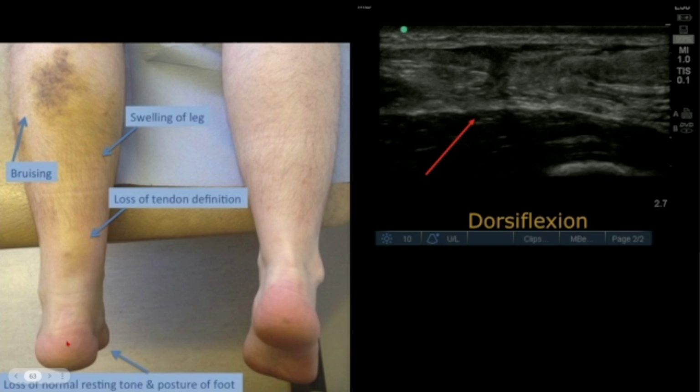However, the most important thing is the resting tone of the left foot is in a more dorsiflexed position, and that is a big clue. And if you were to squeeze the calf here to evaluate the Achilles tendon, there would be no plantar flexion. If you squeeze the calf over here, this foot would plantar flex, and that is a Thompson.